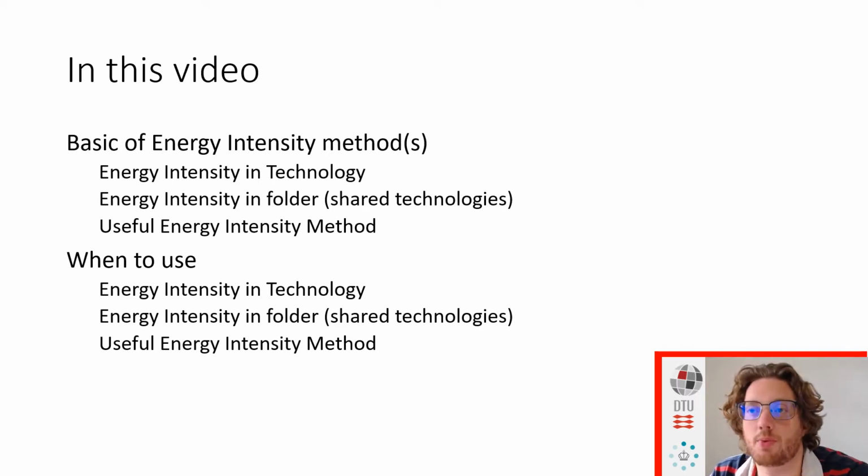So in this video, we're going to talk about the basics of the energy intensity method, and I put method in brackets because it is really just one method, but there are different ways of doing it, and we will be looking at all of them. We will be looking at energy intensity in a single technology. We will be looking at energy intensity in a folder, or what they call an energy intensity category in LEAP, which can share technologies. And then we're going to use the third method, which is the useful energy intensity method. We will also look at when to use these different methods along the way.